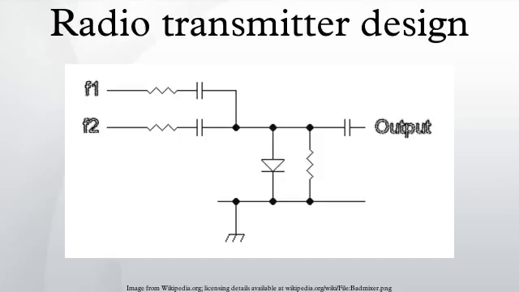In a push-push stage, the output will only contain even harmonics. This is because the currents which would generate the fundamental and the odd harmonics in this circuit are cancelled by the second device. In a push-pull stage, the output will contain only odd harmonics because of the cancelling effect.